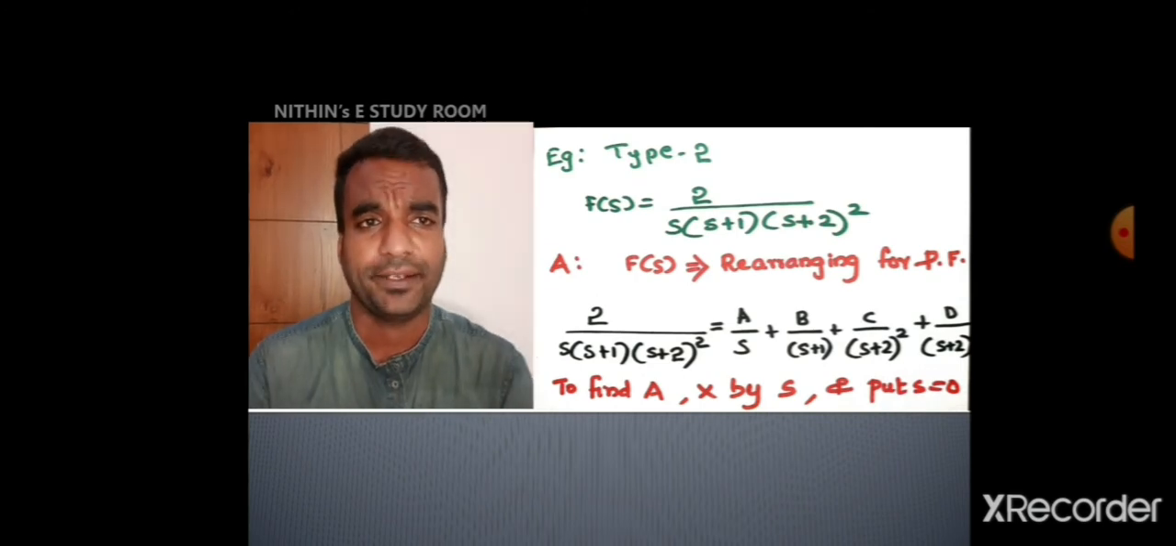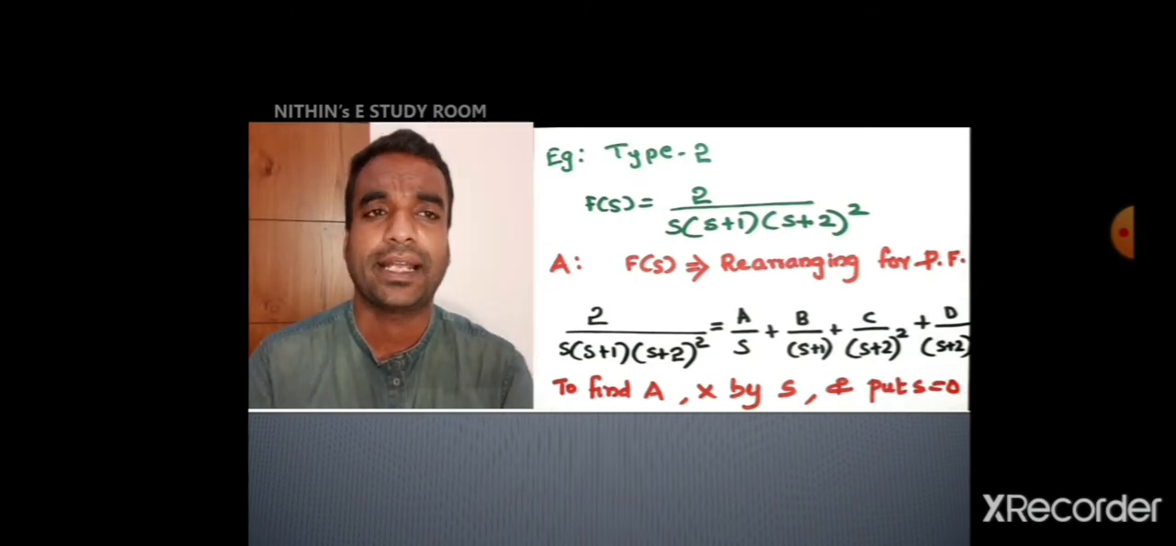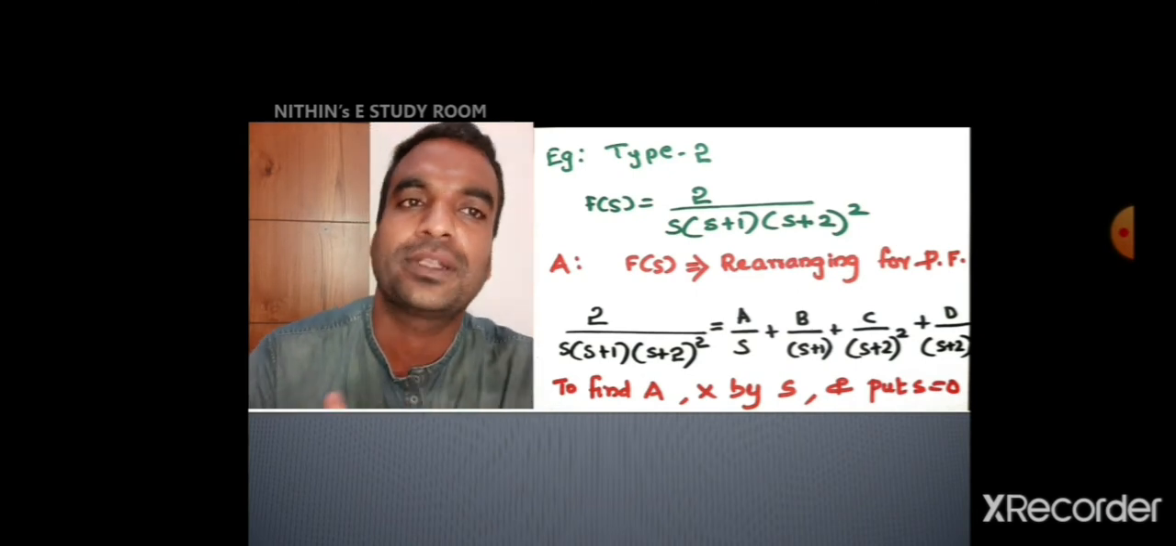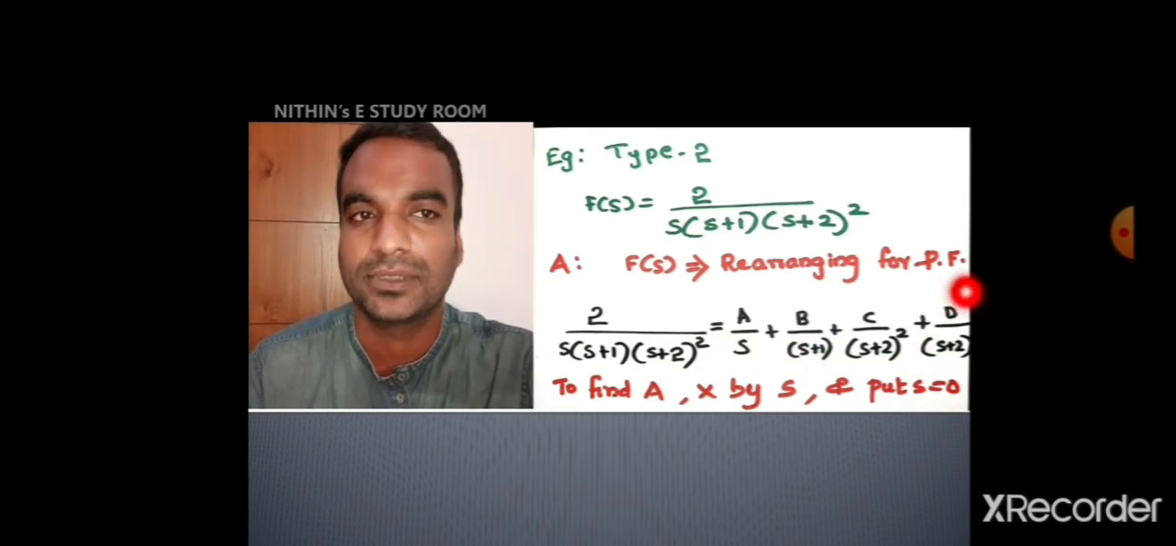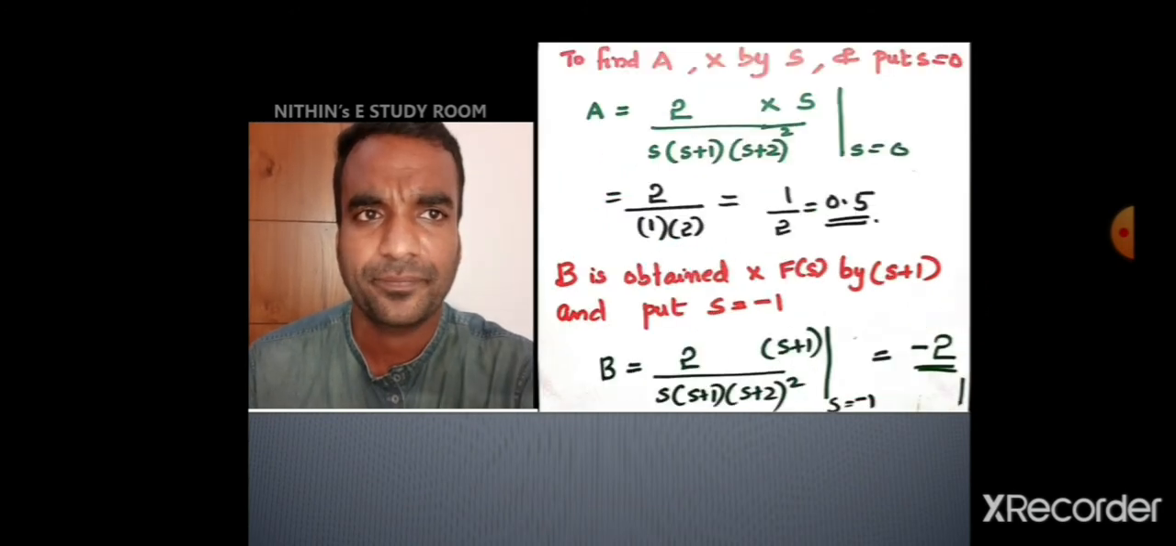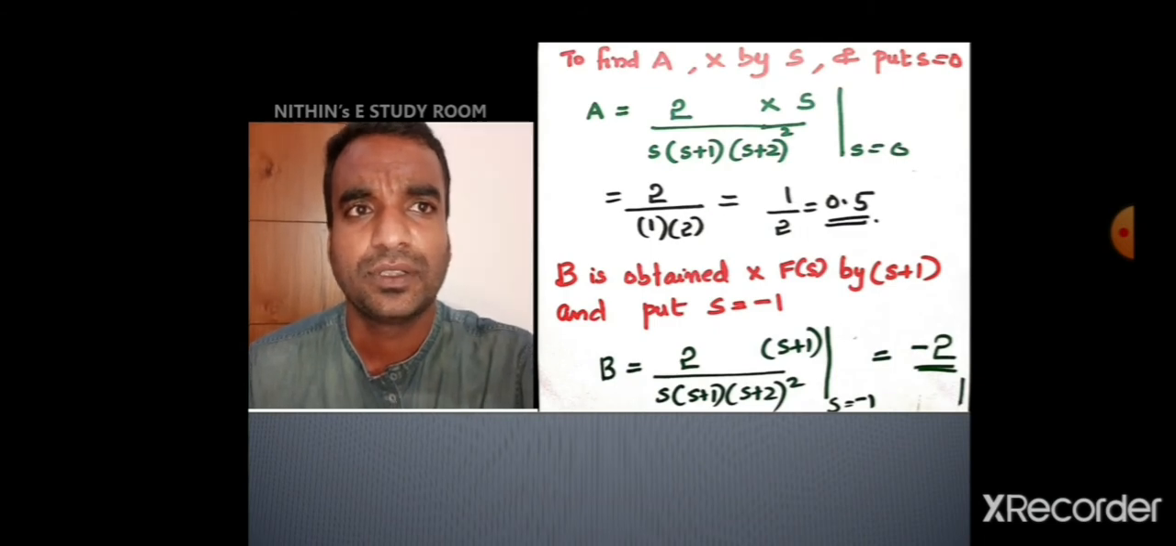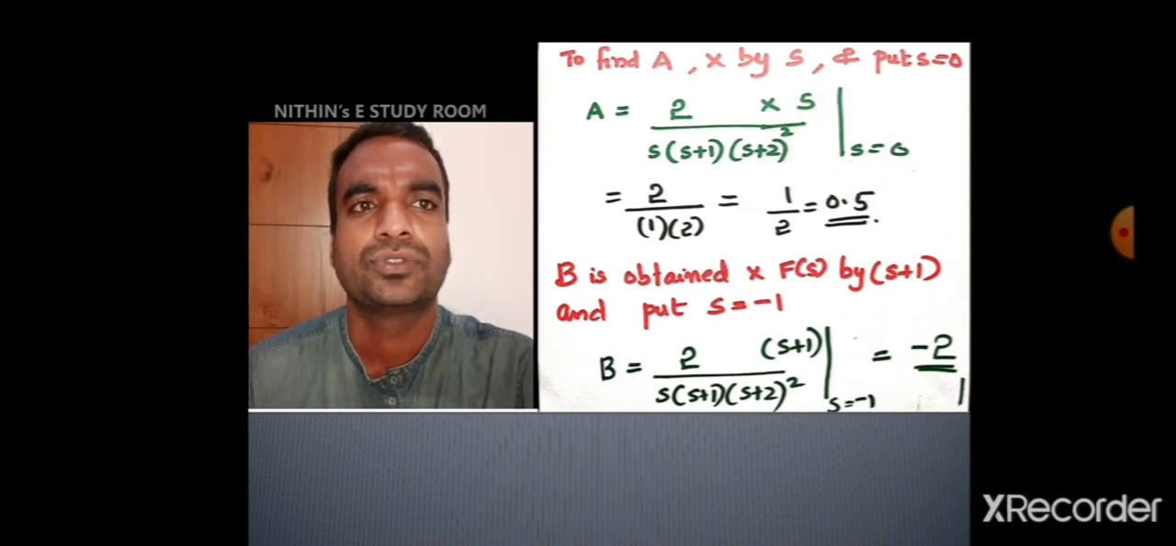To find A, cross multiply the entire equation by s and put s is equal to 0. We already know that there is no need to cross multiply the entire equation. You have to take A only from this side, because for all the other terms, if you are multiplying with s and put s is equal to 0, these all terms will become 0. That's why A is equal to left side 2 by (s plus 1) into (s plus 2) square into s, put s is equal to 0. So that is equal to 2 by 1 into 2.